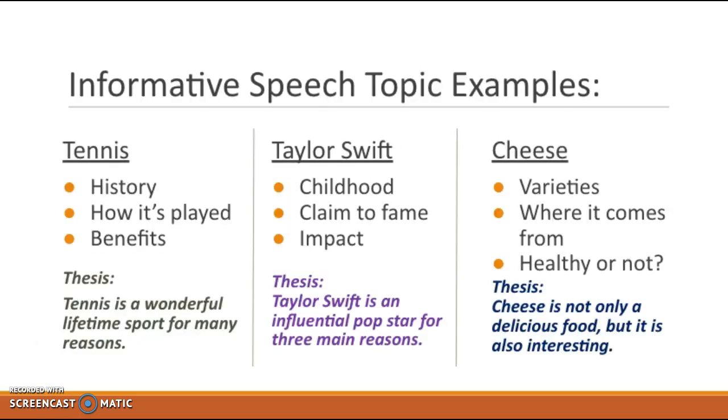I laid out 3 examples of 3 separate topics and their subtopics, and then the thesis statement. The reason why you need to have subtopics is because it's a really great way to keep your speech organized. Instead of just saying, okay, today I'm going to tell you about tennis, well, that's kind of a broad topic. I have to decide what 3 things about tennis I am going to talk about. So I could talk about the history of tennis, how it's played, and the benefits of tennis, and that would make up my speech.